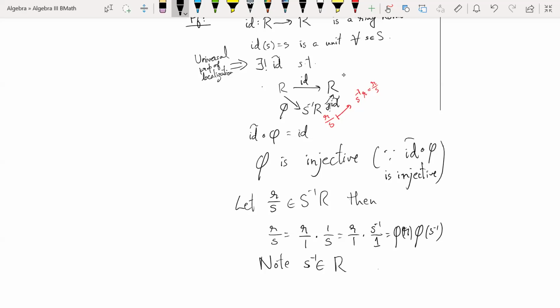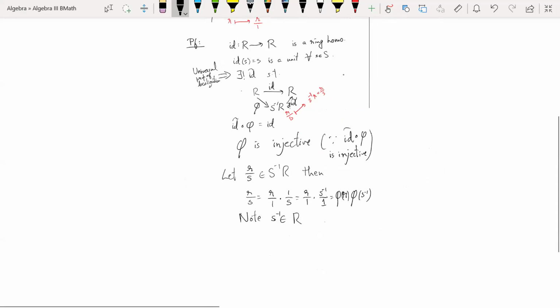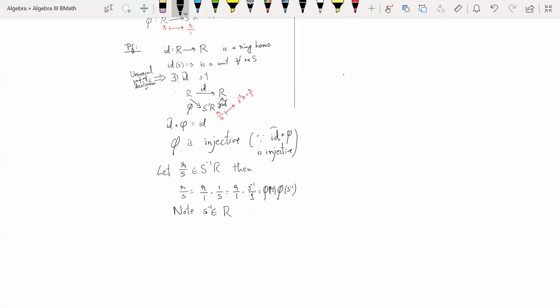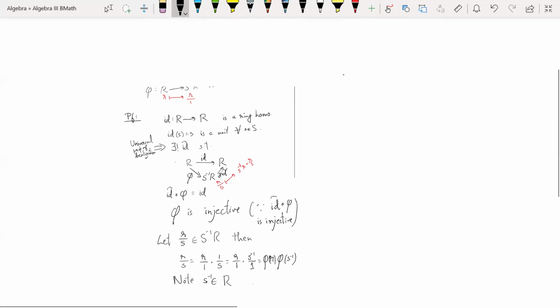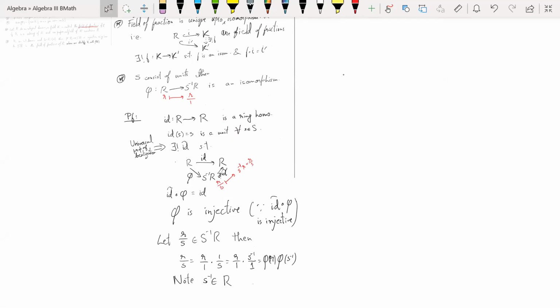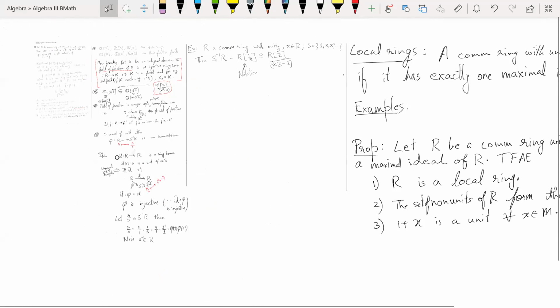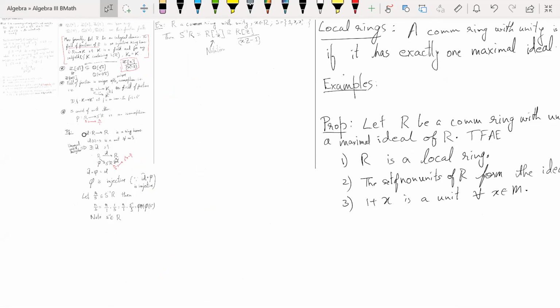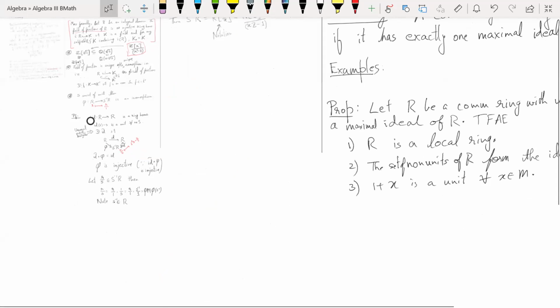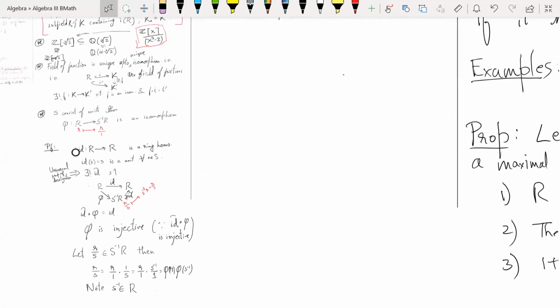But through elements is okay, right? The argument is fine with the aid of elements. There should be what is called a functorial way of doing it, which is through diagrams, but let's not worry about it now. So that proves that if S consists of units, then this map phi is indeed an isomorphism. That means you're not getting anything new. S inverse R is isomorphic to R.